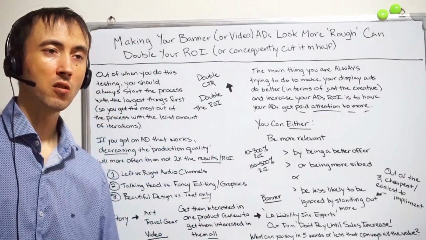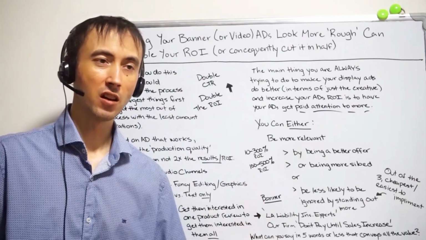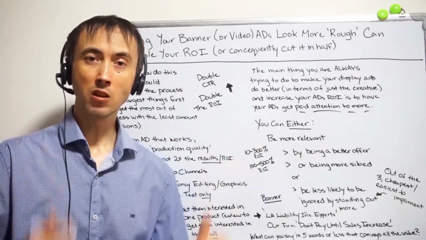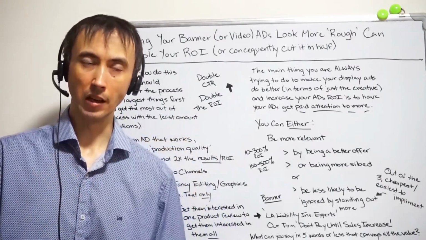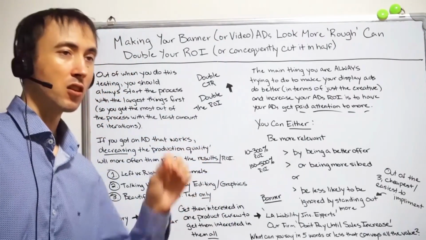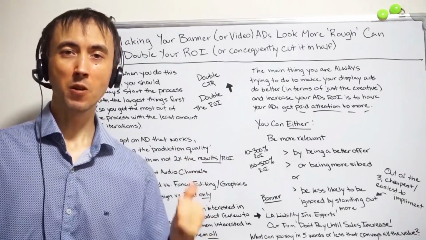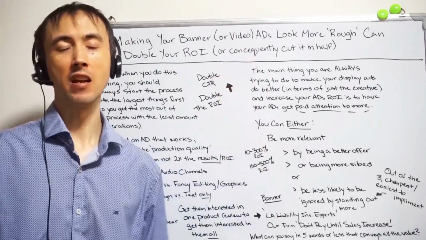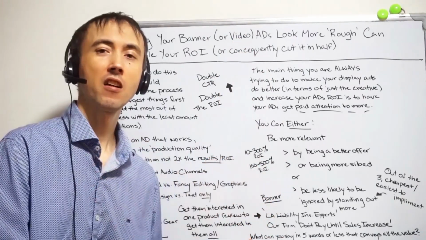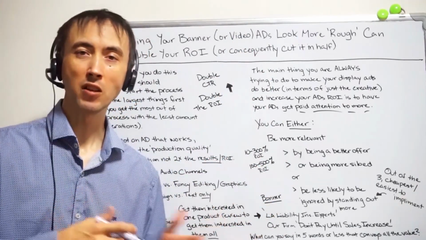So in the video ad situation, you just take what works and decrease the production quality, and then you test it side by side with the slick looking one. And again, more often than not, you will find that it actually converts better. Why? Because it gets paid attention to at a much, much higher rate, and they don't ultimately care about the quality nearly as much as you think.